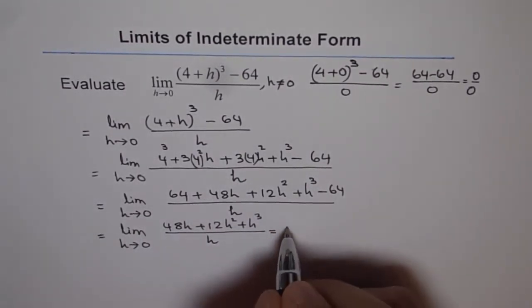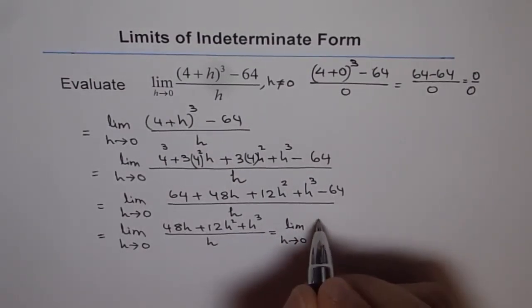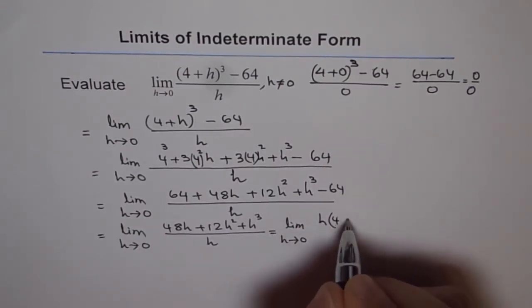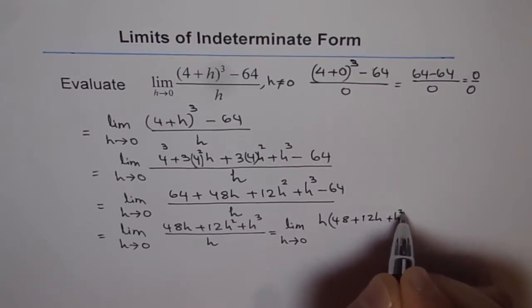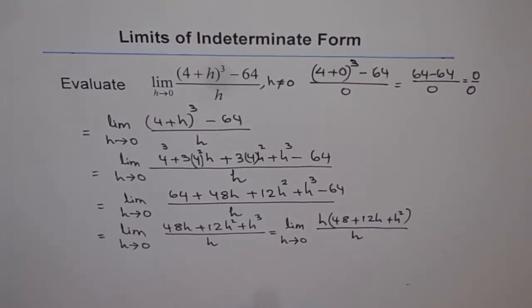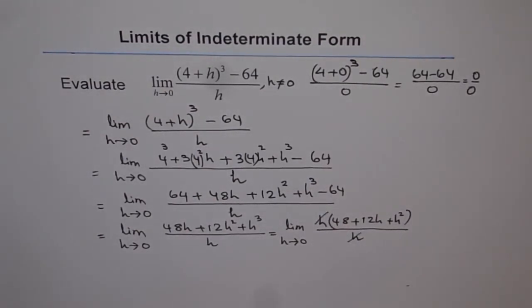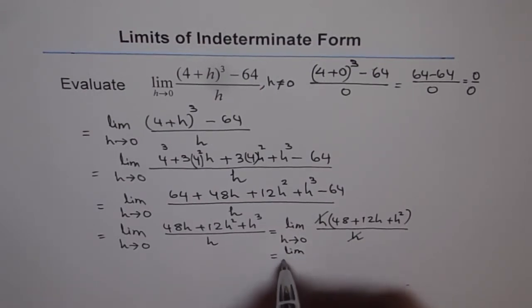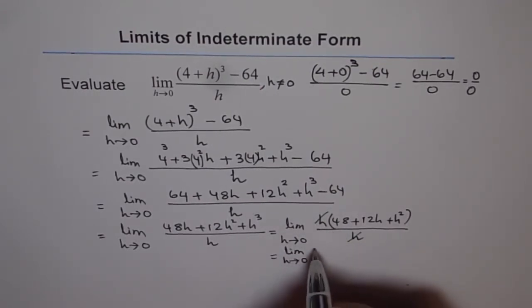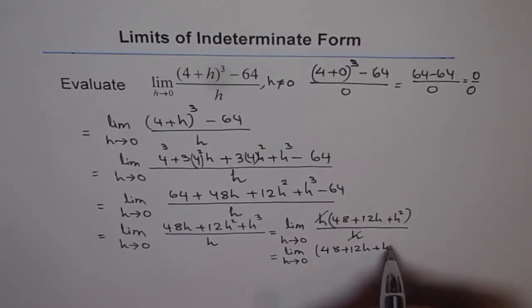Now this can be written as the limit as h approaches 0. We can take h common, and we get h times (48 plus 12h plus h square) over h. Now the factor h from numerator and denominator can be cancelled. h divided by h is 1. Therefore we are left with the limit as h approaches 0 of 48 plus 12h plus h squared.